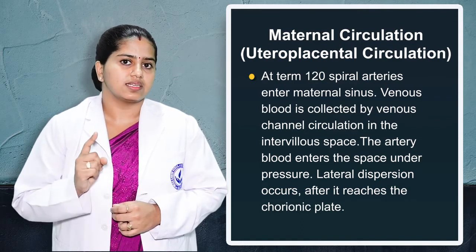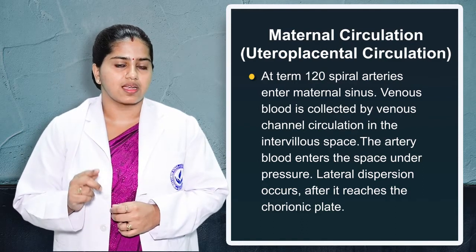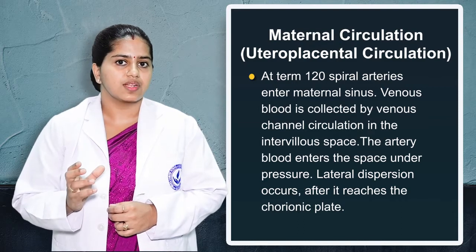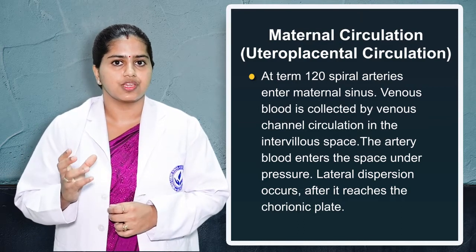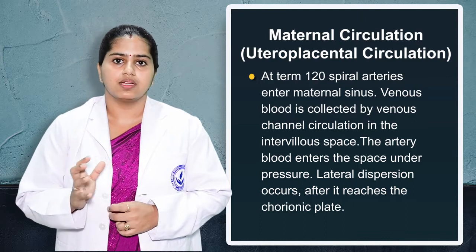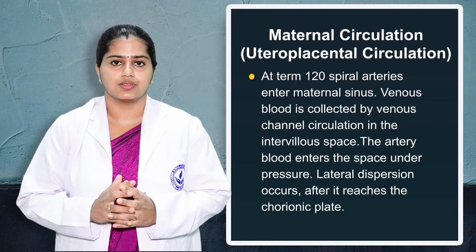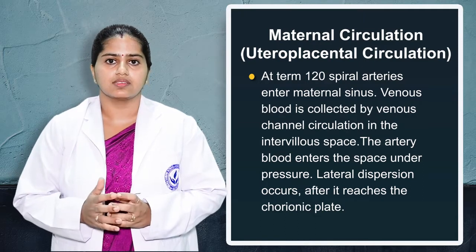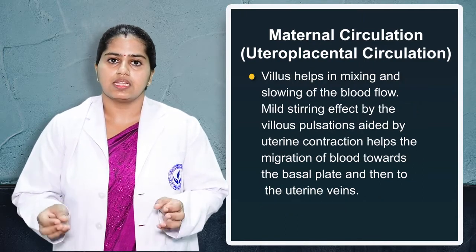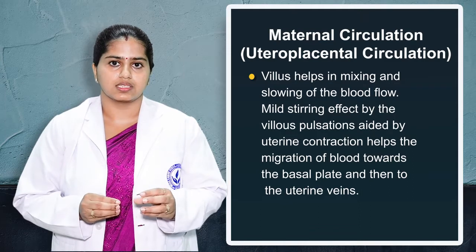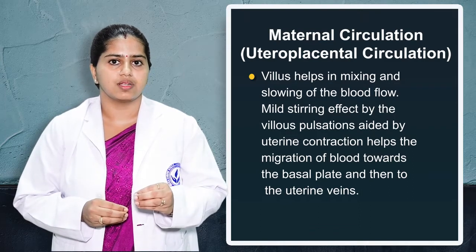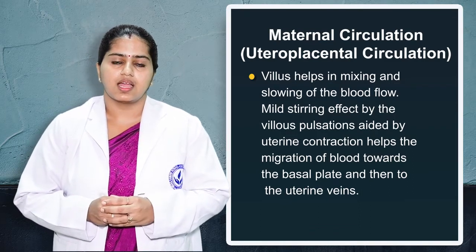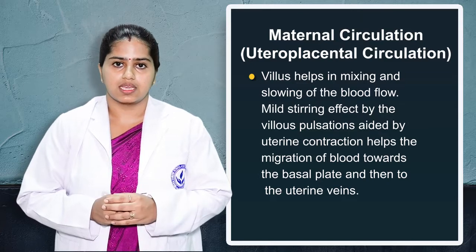So for the maternal arteries, at term, 120 spiral arteries are present, and these have a funneling nature in order to give more blood to the choriodecidial space. And the venous blood is drained by the venous drainage. So in the intervillous spaces, during contraction, blood from the maternal artery will enter the placenta and the exchange will take place.